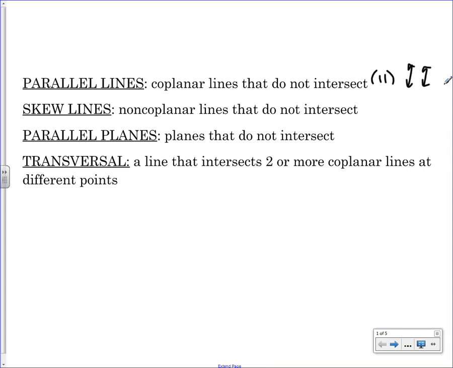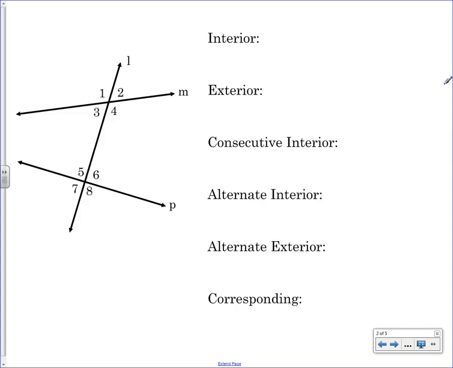Transversal. This is probably new to you. A transversal is a line that intersects two or more coplanar lines at different points. So if you look at the picture right below that on yours, okay? If you look at that picture, I have two lines, M and P. They're not parallel, obviously, right? But I have M and P. The transversal would be called this L here because it intersects two other lines. That's a transversal. Does that make sense? It goes through two other lines.